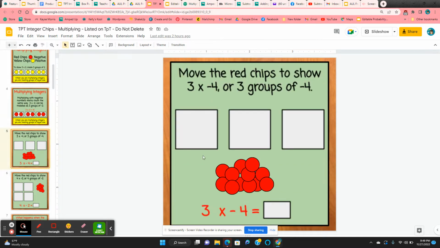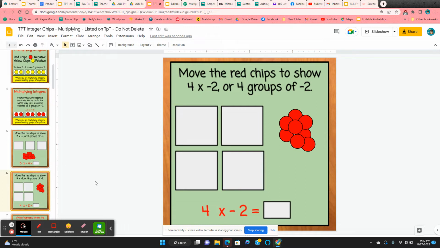And then the students are asked to move these chips on their screen. All they have to do is click and hold, and they can move them where they like. They're asked to show 3 times negative 4, or 3 groups of negative 4. So they're going to put 4 red chips in each of these boxes. And then when they count all of the red chips, that will be the answer they're going to type down here.